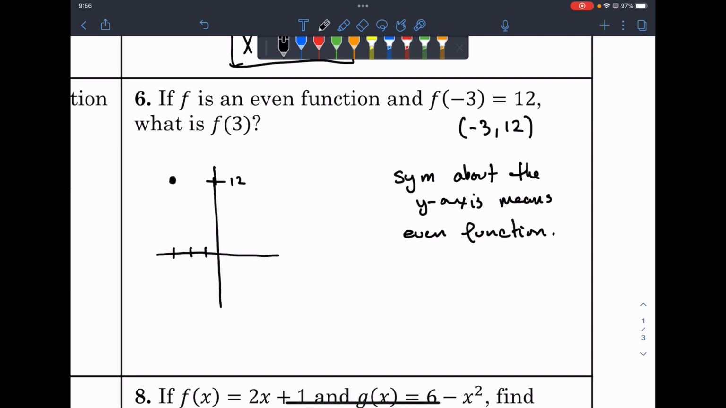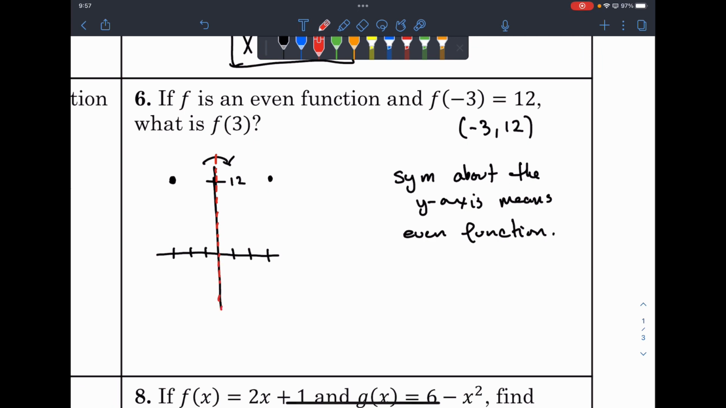So something that's even means that it's symmetrical about the y-axis, and something that's symmetrical about the y-axis means that the graph is even. Those things, again, it's a biconditional statement. So what that means is that there's going to be a point on the other side that's going to have the exact same y value that is equal distance to this, again, vertical line, to this mirror image.